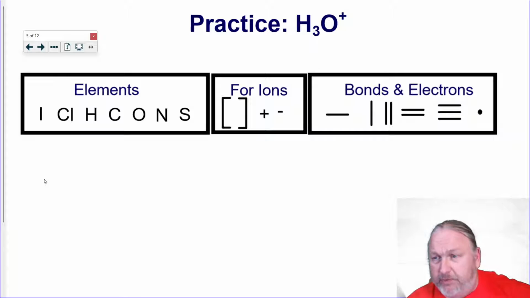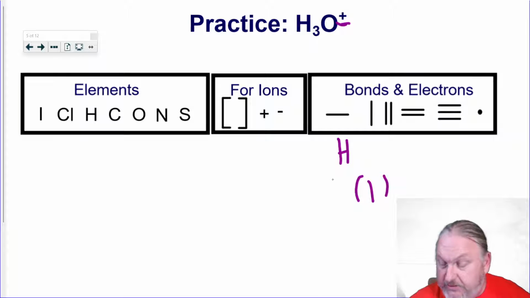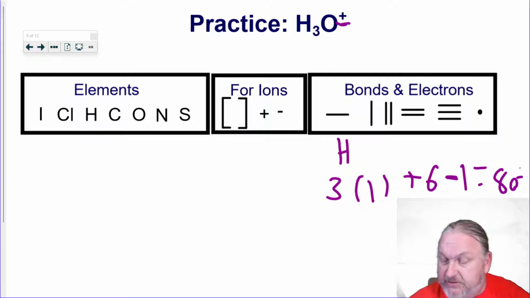This is H3O+, hydronium or acid. All right, so let's go ahead and do that one. That's got a 1+ charge, right? So hydrogen has 1 valence electron. There's 3 of those, so it's 3 times 1, plus the valence of oxygen, that's 6. Then we're going to subtract the charge, that'd be minus 1. So if you add that up, that's going to be 8 valence electrons.